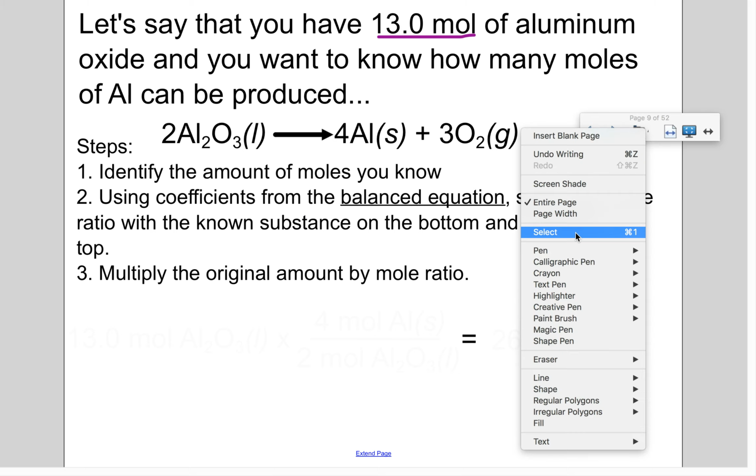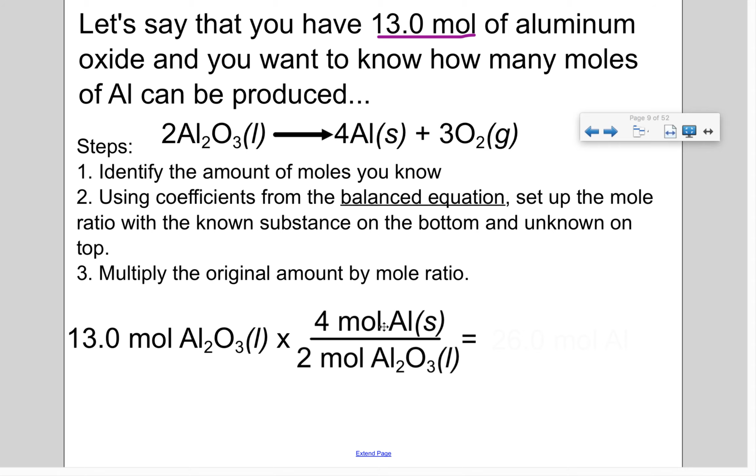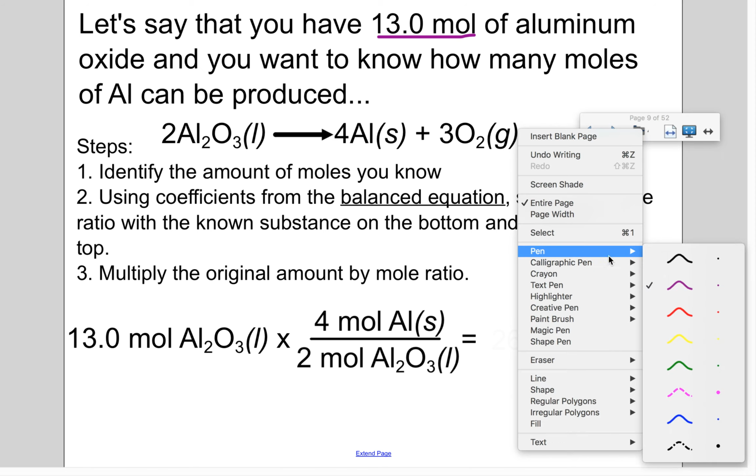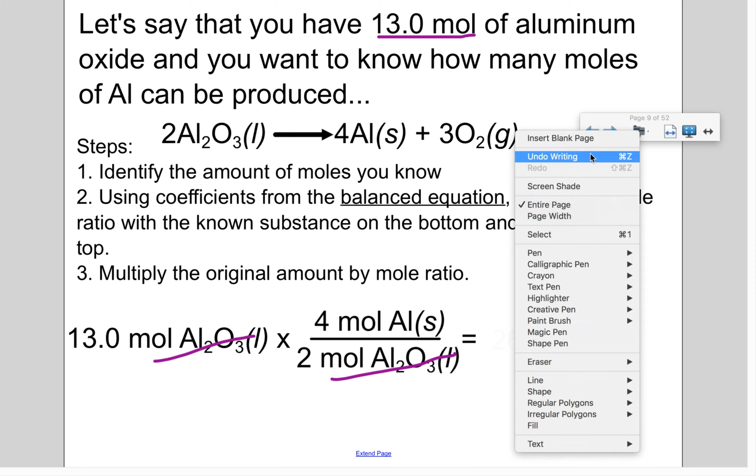So what that's going to look like is I start with what I'm given: 13 moles of aluminum oxide. I want to get to aluminum. So my mole ratio should be 4/2, 4 moles of aluminum, 2 moles of aluminum oxide on the bottom. And the reason for that, again, is because this is going to cancel out with that, and you're going to be left with moles of aluminum as your unit.